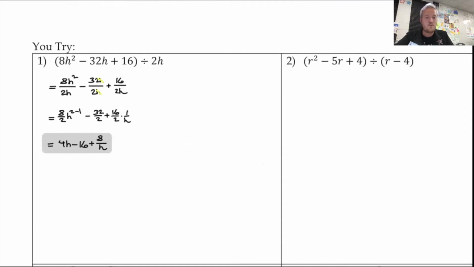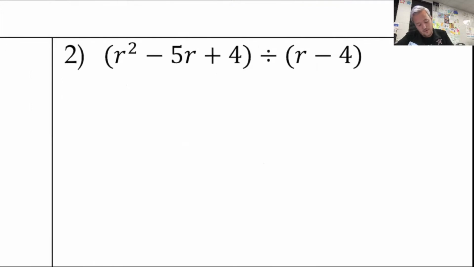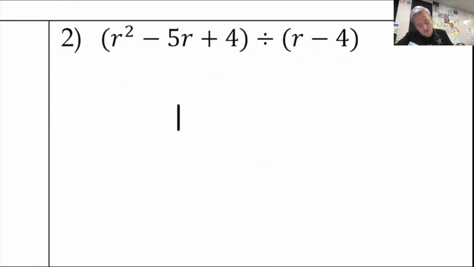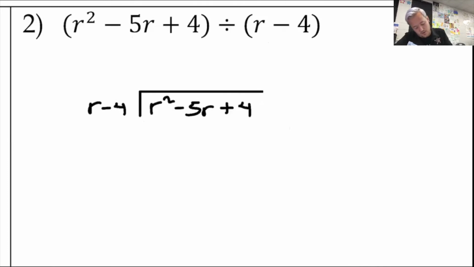All right. So for number 2, now we're doing a binomial. So this means we have to do long division. All right, so we're going to have r squared minus 5r plus 4. We're going to divide it by r minus 4. All right, so I'm going to start by doing r times what value gives you r squared. R times some value, which gives you r squared. So that value is going to be an r.